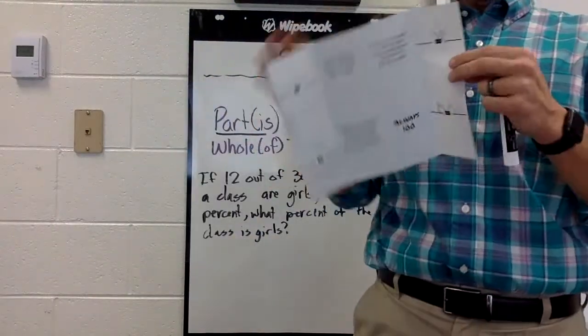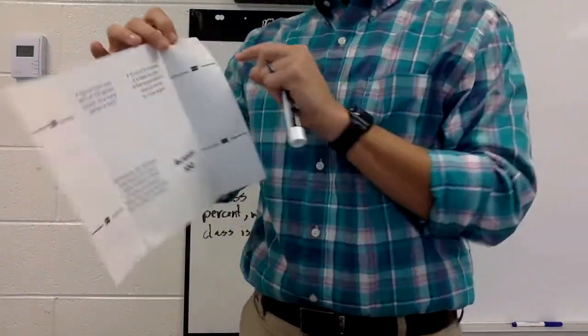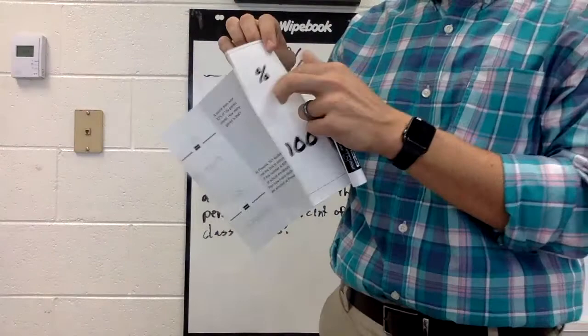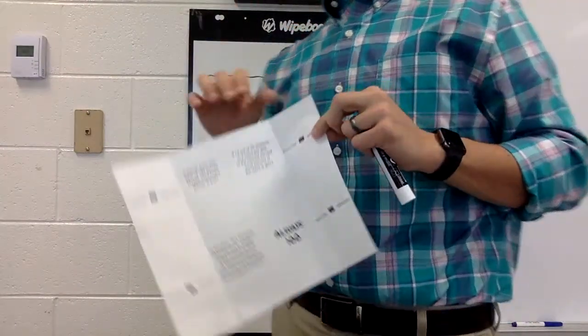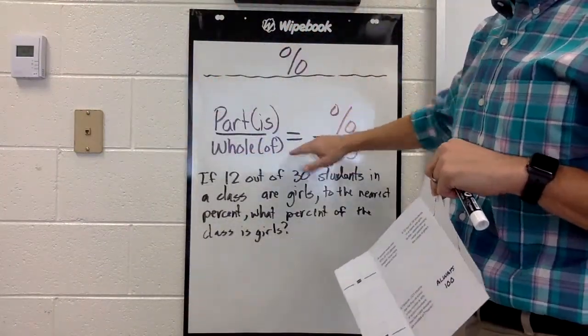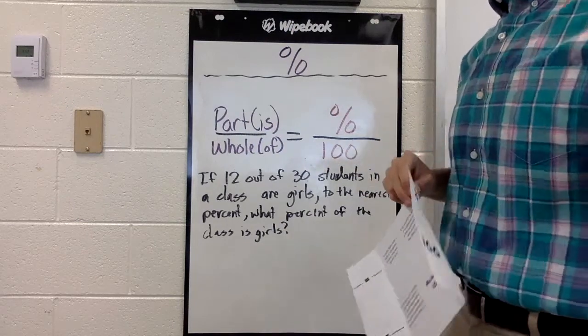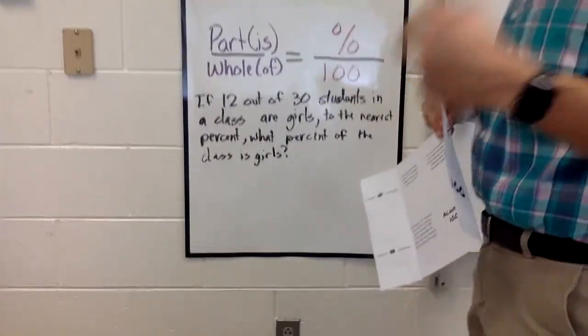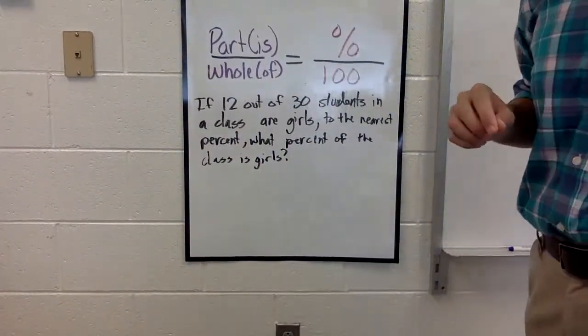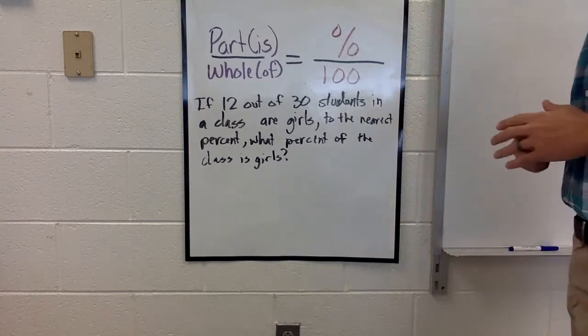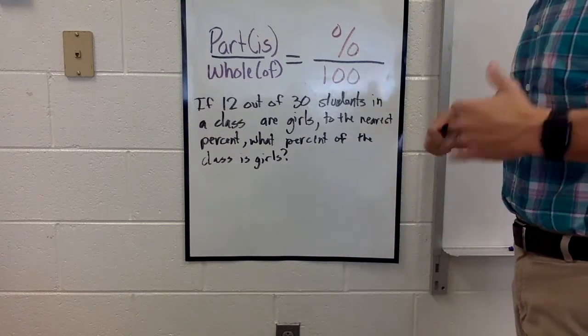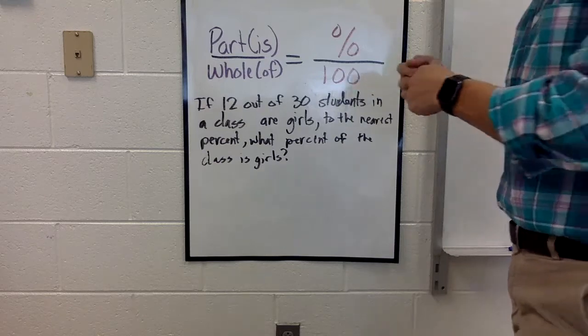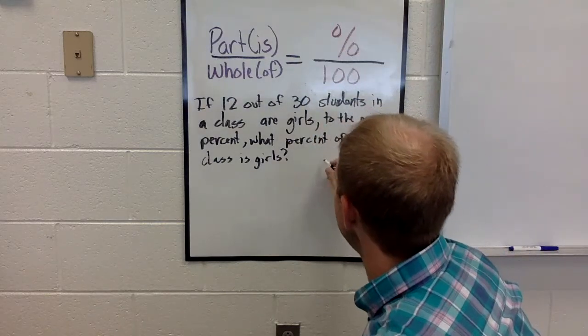All right, so now we're on this third flap over here. Okay, so right here, it's talking about a percent. So we're trying to find a percent. Same formula, is over of, percent over 100. And now let's look at this example down here. If 12 out of 30 students in a class are girls, to the nearest percent, what percent of the class is girls? So we are trying to find our percent.